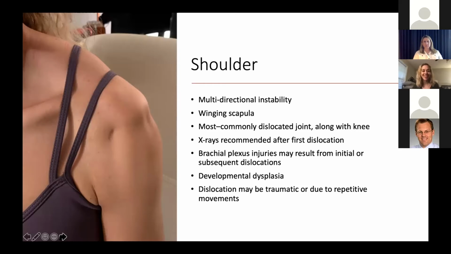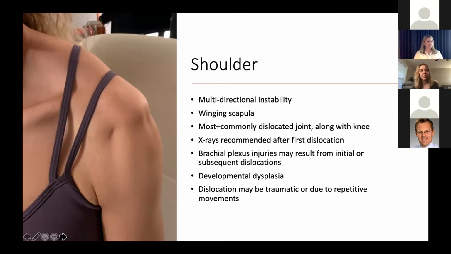Proprioception is not great in these dancers, and so they don't often know where their body is in space. So then they have an even harder time understanding, where is my scapula? Where is my shoulder blade sitting on my rib cage? Where is that supposed to be? So they have trouble controlling that scapula. The shoulder is the most commonly dislocated or subluxed joint in these patients.